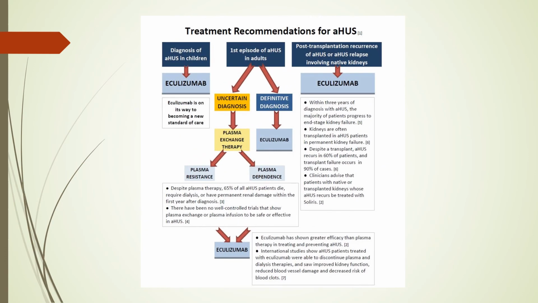So this slide highlights the treatment recommendation for atypical HUS. It quickly summarizes the effectiveness of the eculizumab in the treatment of atypical HUS. Eculizumab has greater efficacy than plasma therapy in treating and preventing atypical HUS.